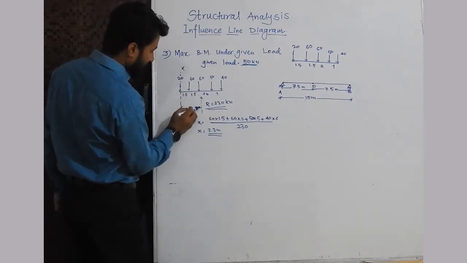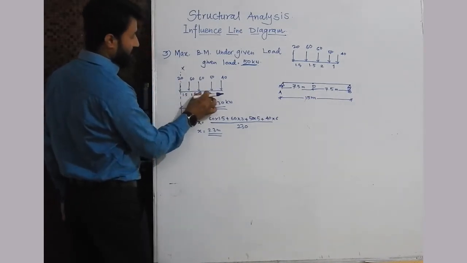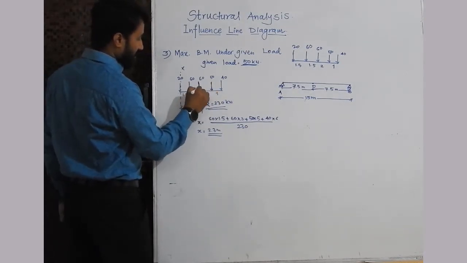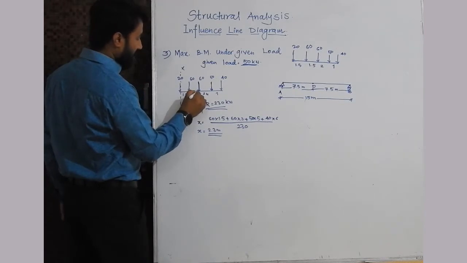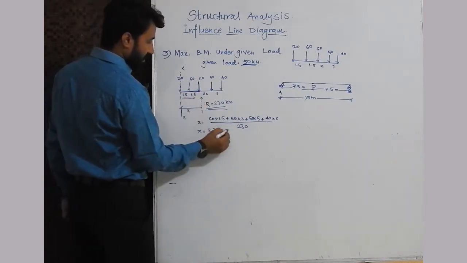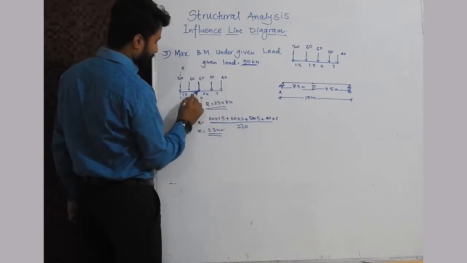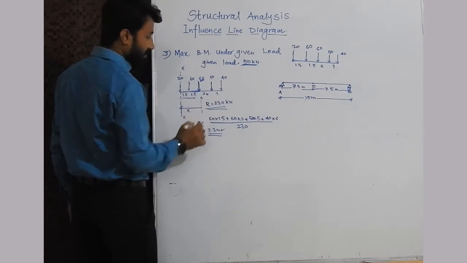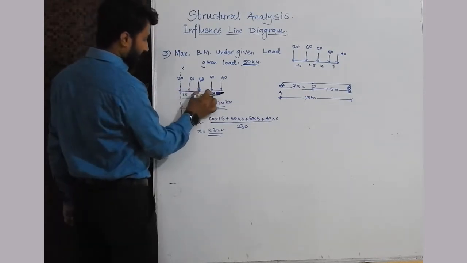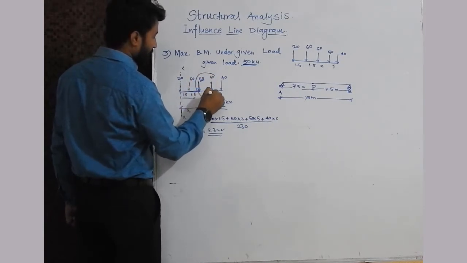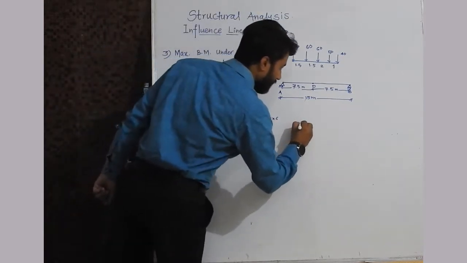So the resultant will be situated in between these two loads, 60 kilonewton and 50 kilonewton, because this 60 kilonewton load is 3 meter from this support, and this distance is 3.3. So after 0.3 meter of this 60 kilonewton load, this resultant will be situated. So I am drawing only these two forces, enlarging this diagram at this point.